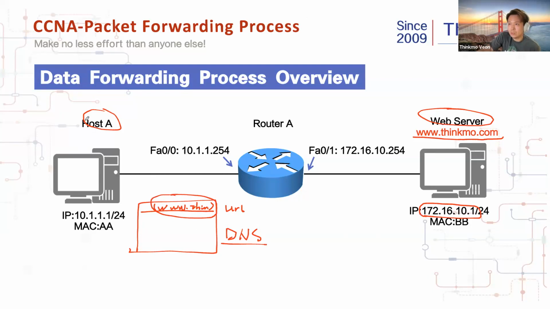Let me repeat again. Host A would like to access the web page with the address www.thinkmo.com. First step, host A needs to open a web browser and key in the URL. After keying in the URL, the computer will start to do a DNS resolve. DNS resolving just translates the URL, or this domain name, into the IP address, which is 172.16.10.1.